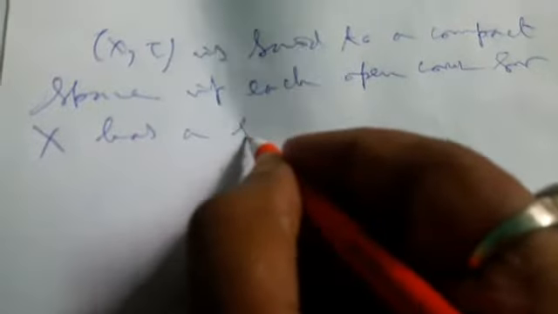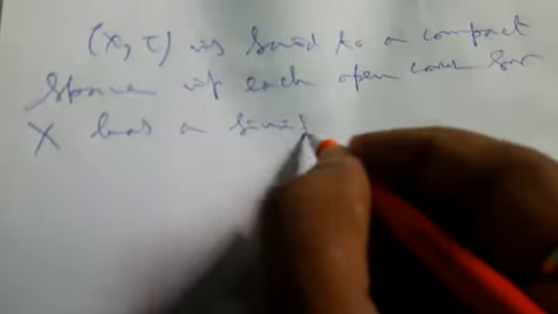We discuss today this idea of compact spaces, and for this let us consider a topological space (X, tau) is said to be a compact space if each open cover for X has a finite open subcover for X.